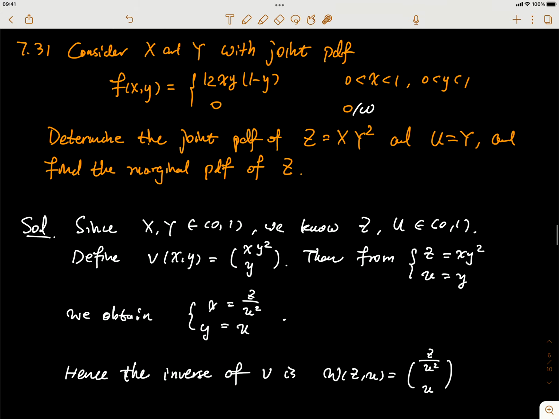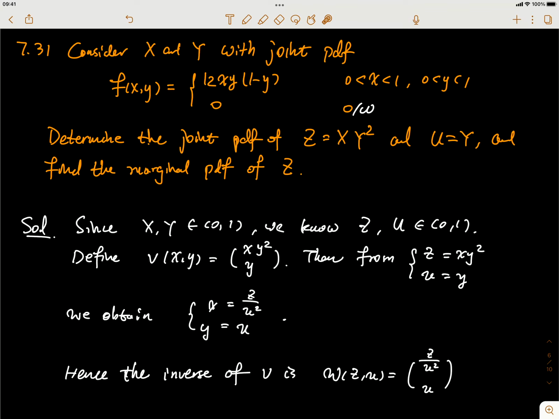So recall that first, X is between 0 and 1. As you can see, if X and Y are both between 0 and 1, Z has to be between 0 and 1 as well. And also U is just equal to Y, so U has to be between 0 and 1. This is where the joint PDF of Z and U can be positive. Outside of this domain, the joint PDF must be equal to 0.